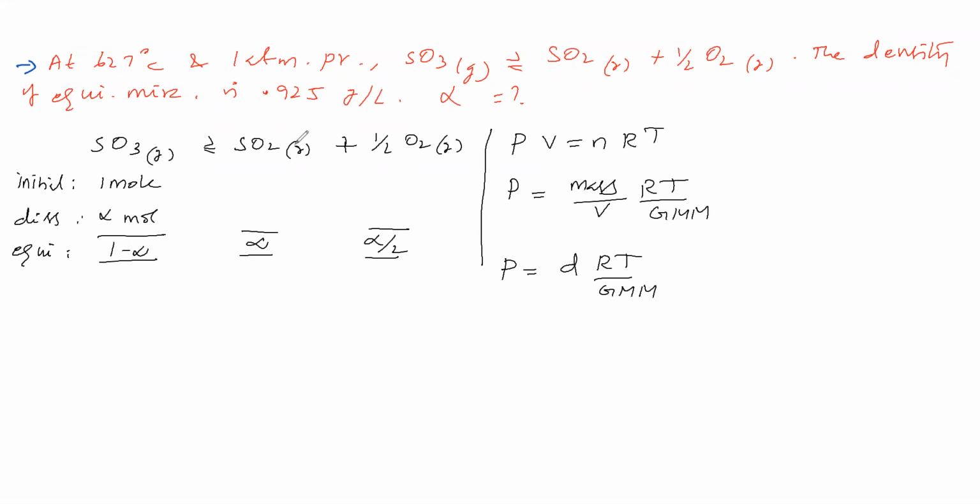If you take this formula and use 0.925 gram per liter here, that means the density of equilibrium mixture, you are using this for equilibrium mixture. So this is the density of equilibrium mixture, this is the pressure of equilibrium mixture, this is the temperature of equilibrium mixture. Then we will get the gram molecular mass of equilibrium mixture.